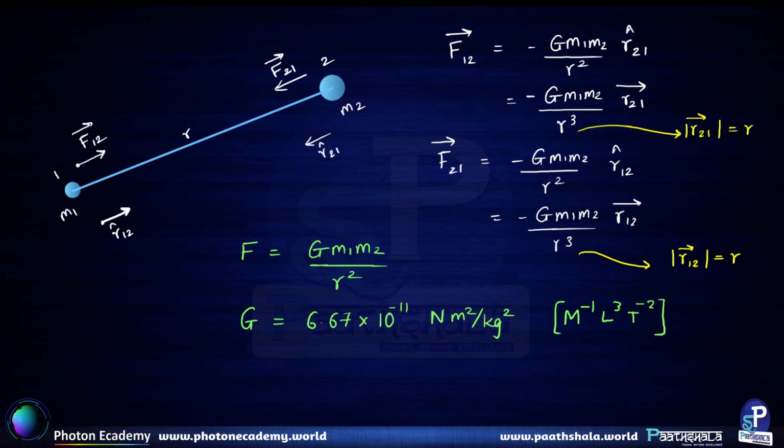The value of G does not depend upon the size of the bodies, the nature of the bodies, the medium in between the bodies, the density of the medium in between the bodies, or if there are other bodies in the surrounding. G is a universal gravitational constant.